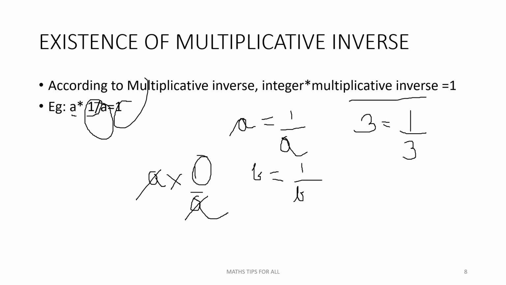Let's consider another example with a negative integer, that is minus a. Minus a and the multiplicative inverse of the same integer, 1 by minus a. Here minus a and minus a get cancelled and you will get 1 as the answer.